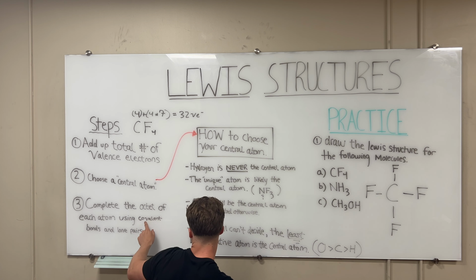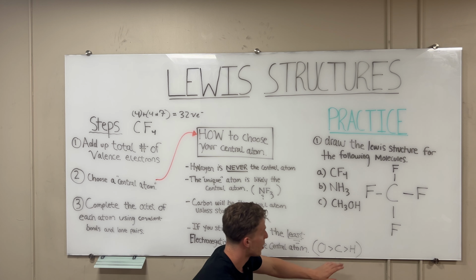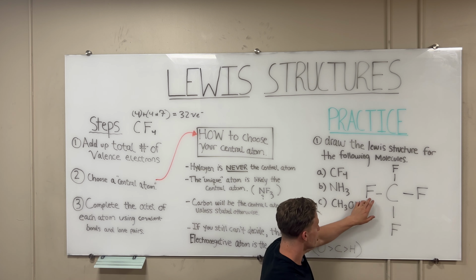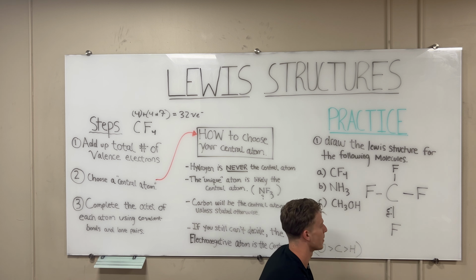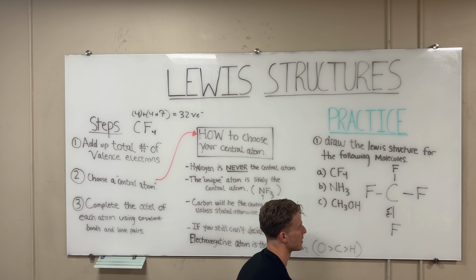So covalent bonds are these bonds right here which connect 2 atoms together, and they actually represent 2 electrons, right? So we can think of each one of these bonds as 2 electrons. And a covalent bond is the sharing of electrons between 2 atoms. So let's see if we can go through and fill in the rest of these electrons.